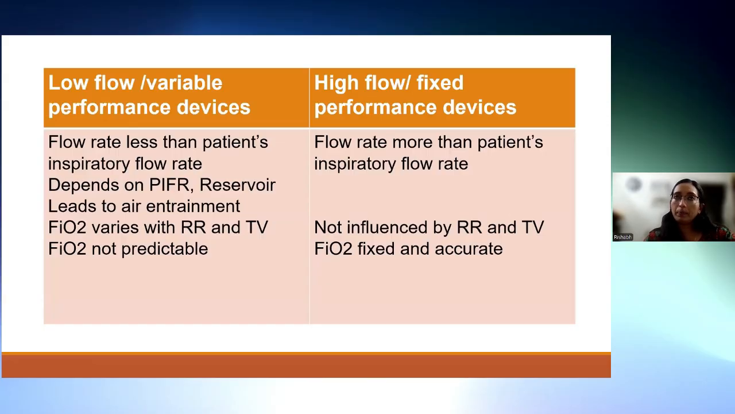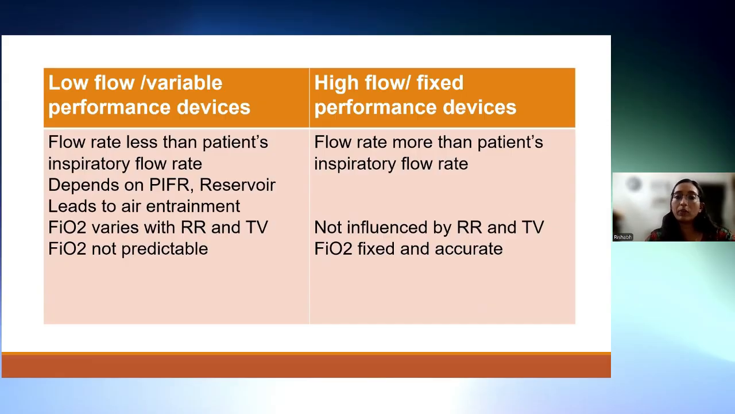The oxygen delivery devices are largely classified into low flow or variable performance devices and high flow or fixed performance devices. Low flow devices are those where the flow rate is less than the patient's inspiratory flow rate, and it depends very much on the peak inspiratory flow rate and the reservoir. It leads to air entrainment. The FiO2 varies with the respiratory rate and tidal volume, and the FiO2 is not predictable.